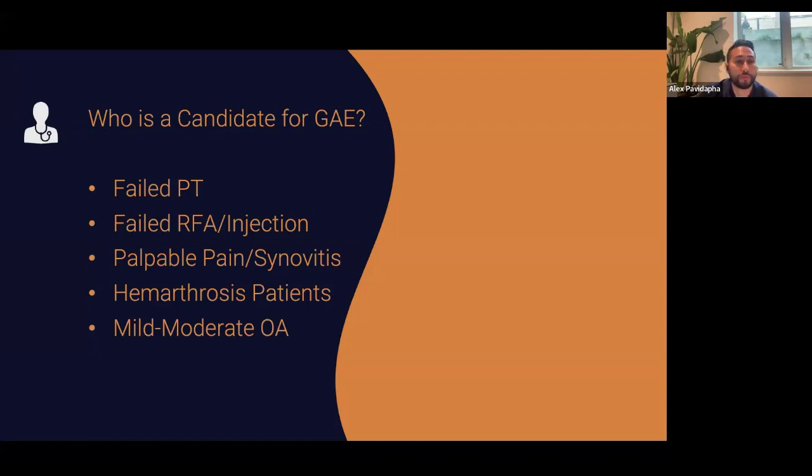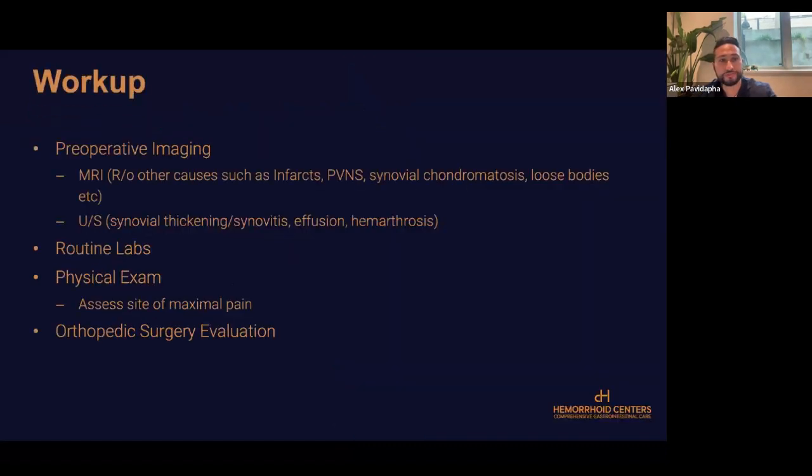And then one good predictor, and oftentimes if we do a consult with you over the phone, we may bring you in the office just to kind of see if everything lines up, is palpable pain, meaning if we press on the area where you have knee pain the most and we can elicit that or reproduce that pain, that's a good positive predictor that you're going to do well from this procedure.